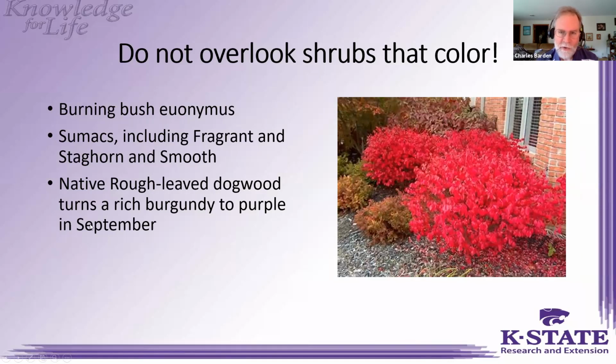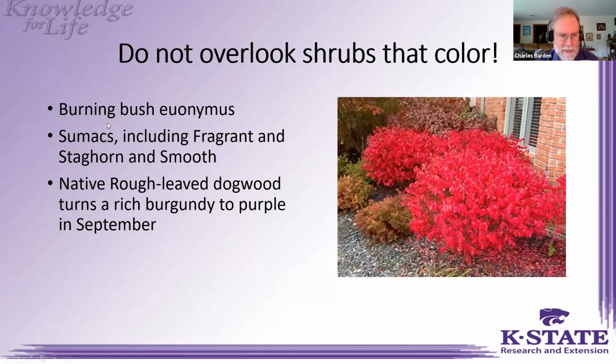And last, I say don't overlook shrubs that color. Really, we can have trees, the shrubs that color up more dependably than our trees do here in Kansas. For example, burning bush euonymus, which we see in the picture here on the right side of the slide, is just kind of the classic. It's called burning bush because it just is flame red in the fall every year consistently.